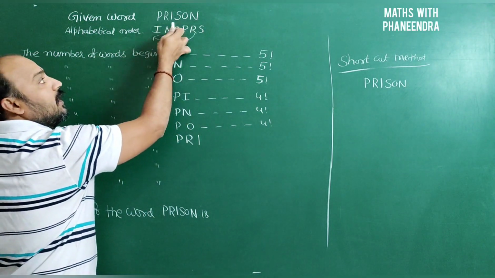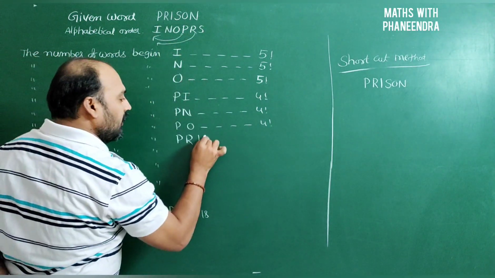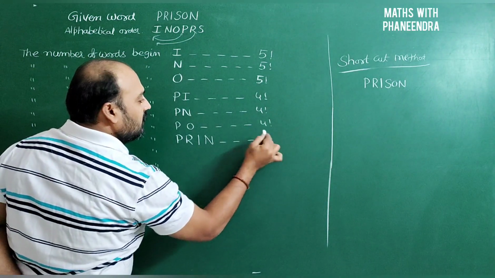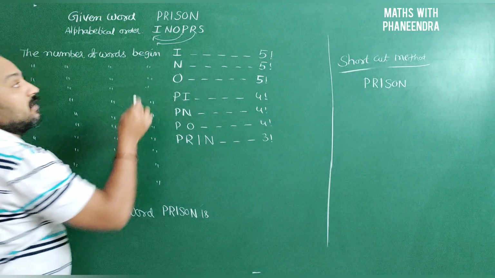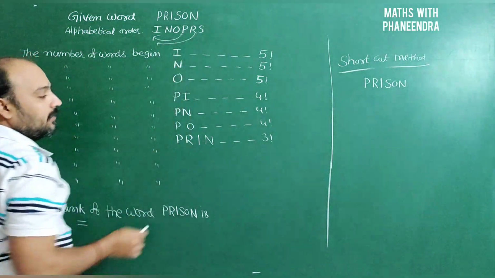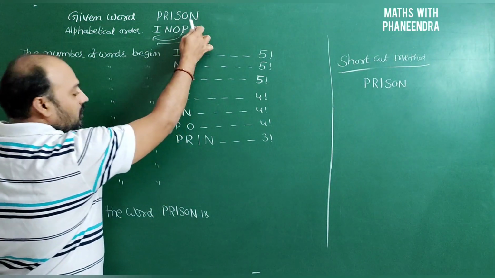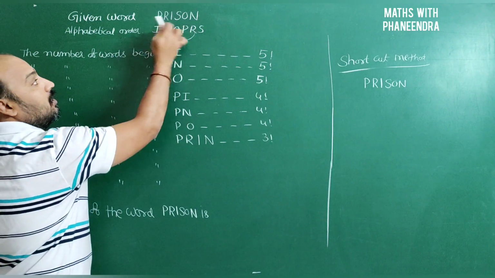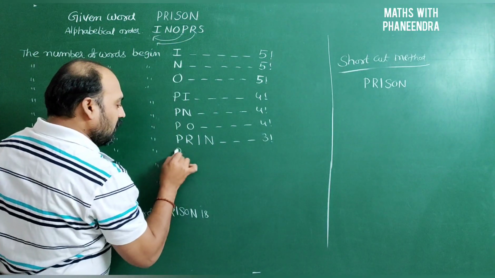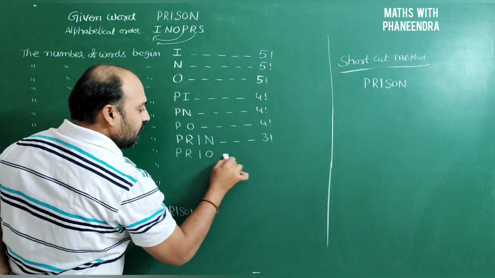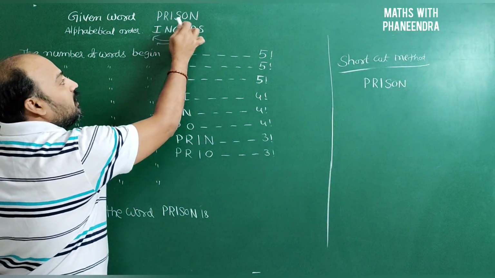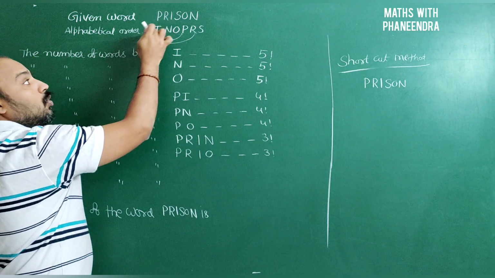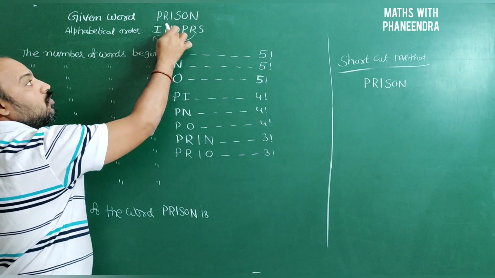PRIN, next letter, PRIN. So the remaining 3 places can be filled with the 3 letters. It can be done in 3 factorial. PRIN is over now, so PRIO next. PRIO can also be done in 3 factorial ways. Next, PRIO is next.